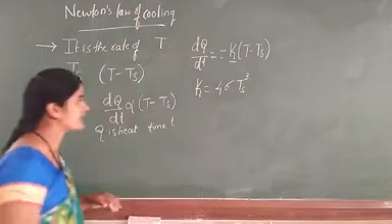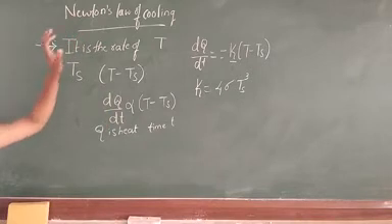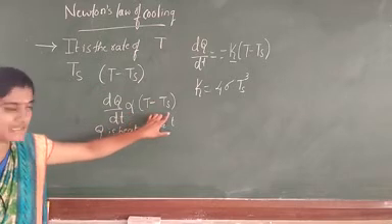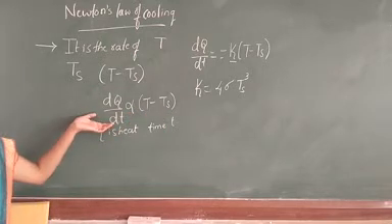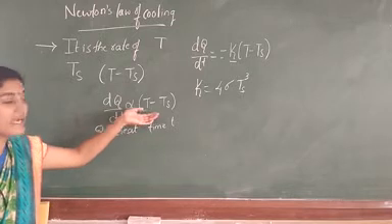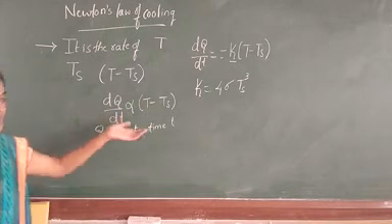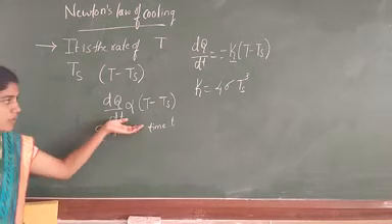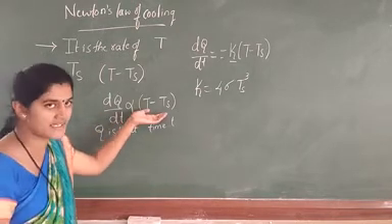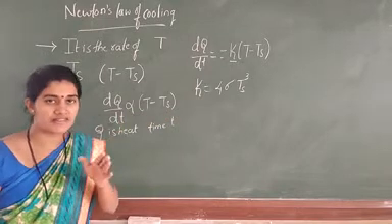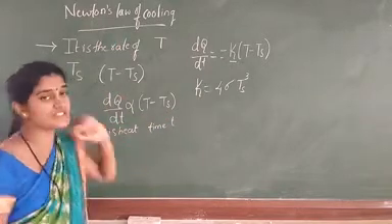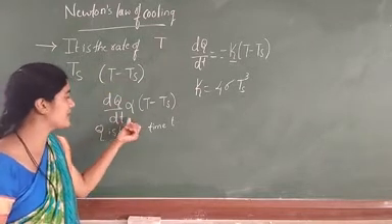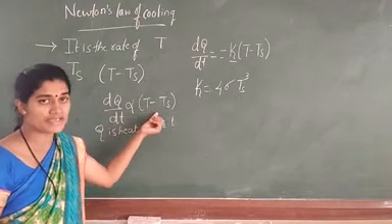Now by using this we define Newton's law of cooling. dq by dt is directly proportional to T minus Ts. The heat with respect to time is directly proportional to the difference in temperature, or small difference in temperature, and we call it Newton's law of cooling. The equation is dq by dt is directly proportional to T minus Ts.